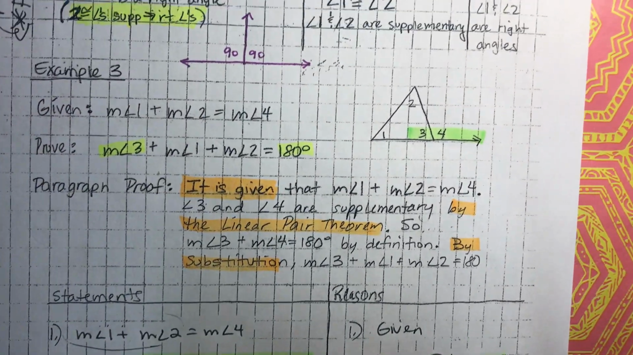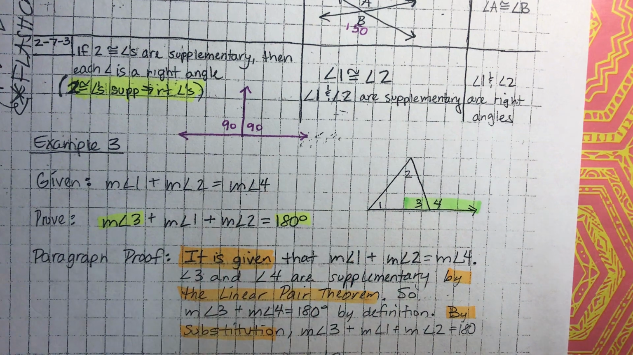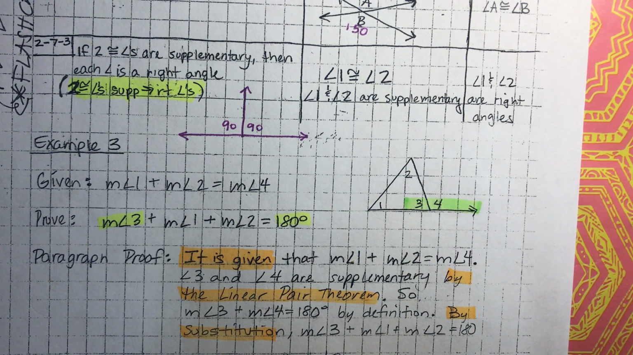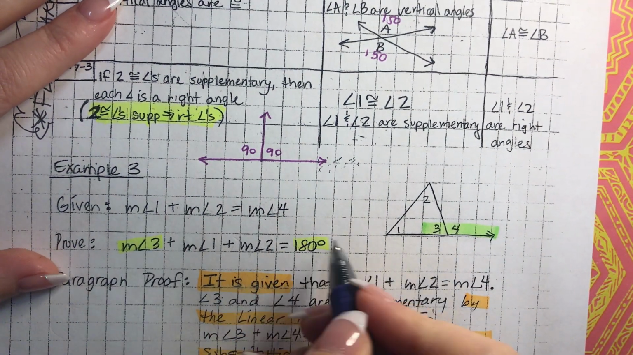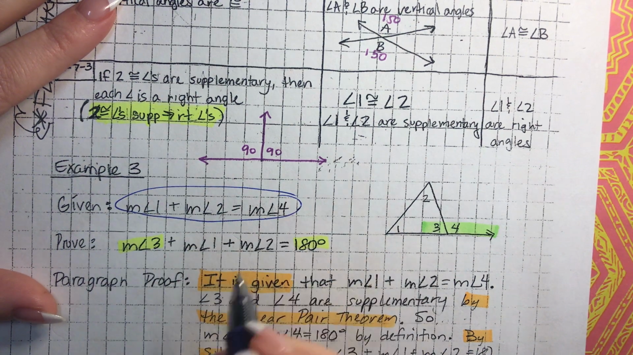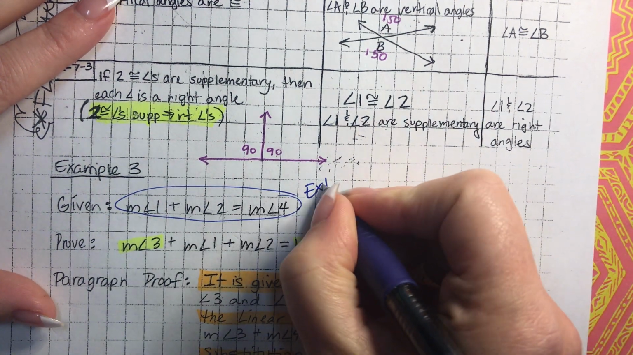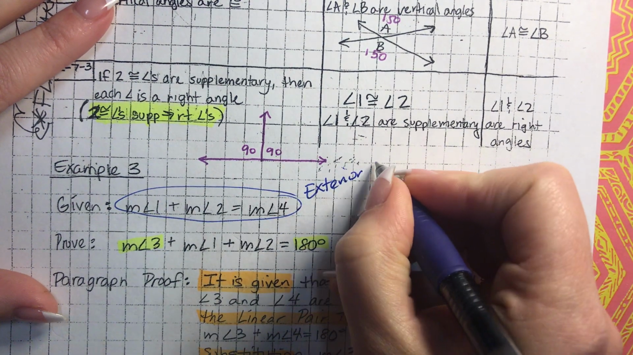Oh, before, I wanted to tell you something. It's actually kind of funny. I don't know if it's funny, but if you look at this right here, this measure of angle 1 plus measure of angle 2 equals measure of angle 3. This is actually a theorem that you're going to learn. It's called the exterior angles theorem.